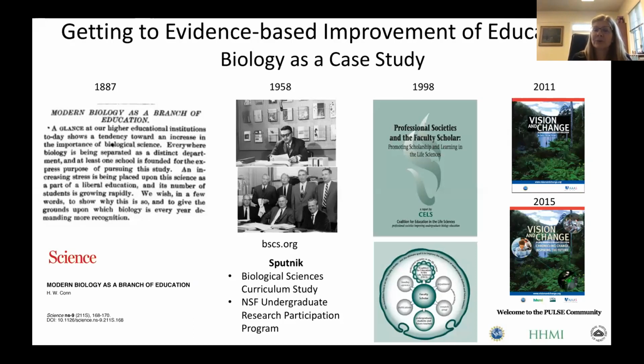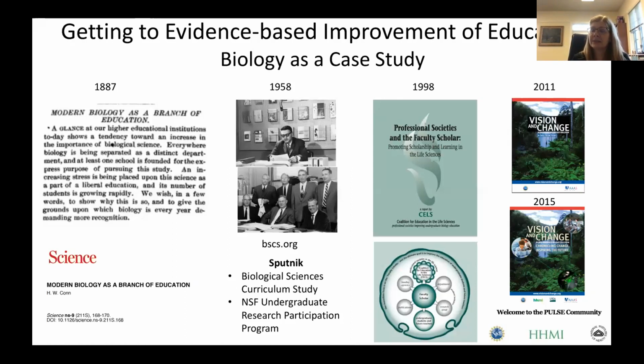And we'll come back to it, but that's when NSF first started funding undergraduate research. By the mid-90s, a whole coalition of professional societies in the life sciences, there's around 147 different life science societies just in our country, came together to try to press on improving life science education.